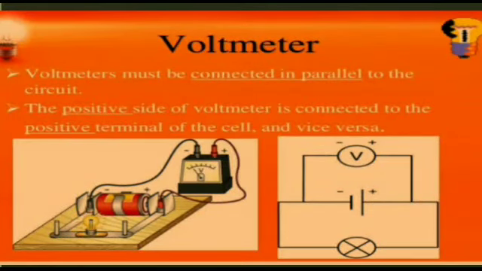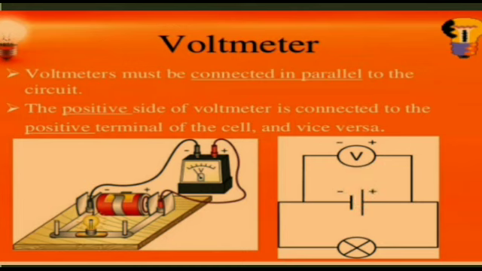Next, the voltmeter. The voltmeter is a meter to measure the voltage or potential difference. The voltmeter must be connected in parallel to the circuit. The positive side of the voltmeter is connected to the positive terminal of the cell and vice versa. In this circuit, this is the voltmeter, this is the battery. The positive is connected to positive, negative to negative. This is the parallel connection.